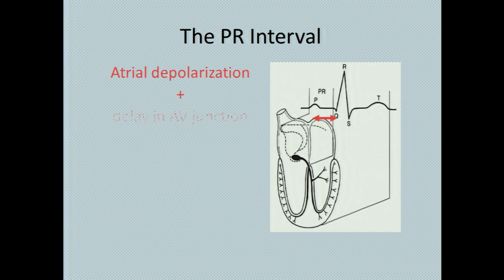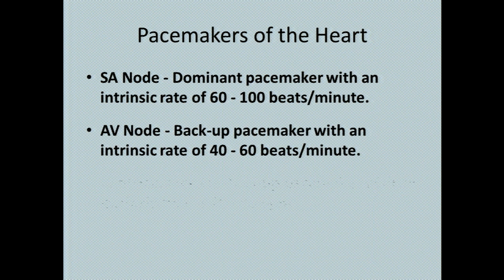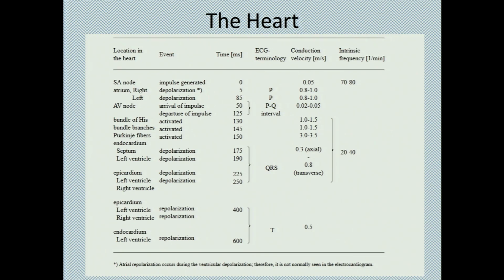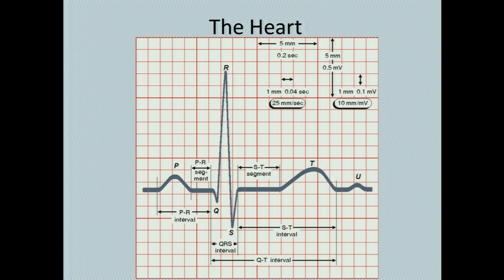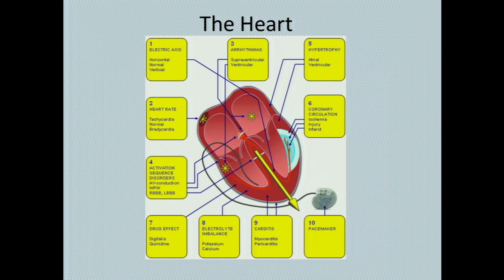Okay, the PR interval, the QRS complex area, the height, everything is important. So these two slides, you can read, they give you all the details, how long it takes for each one. Time in milliseconds, ECG terminology, conduction velocity, intrinsic frequency. So you can see how the various parts are involved. And as an engineer, we do not want to do this.